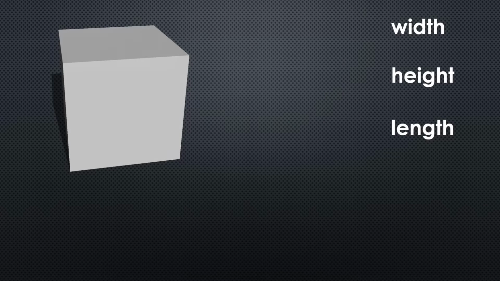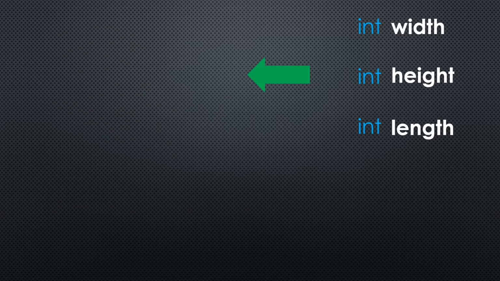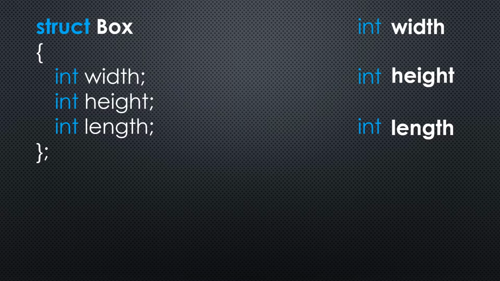So we are given width, height and length. All of these variables will have the data type integer. And now we can pack all of these variables into a single object. The definition of this single object is written in a specific syntax, like structs and classes. And we will have to name that entity box.